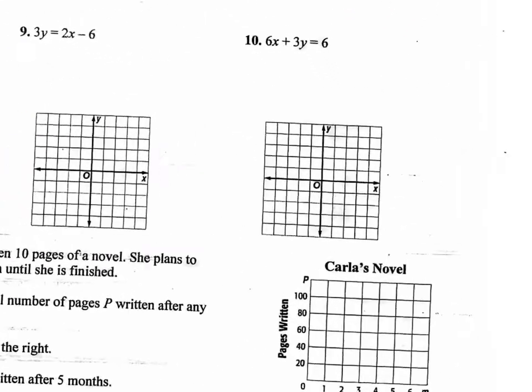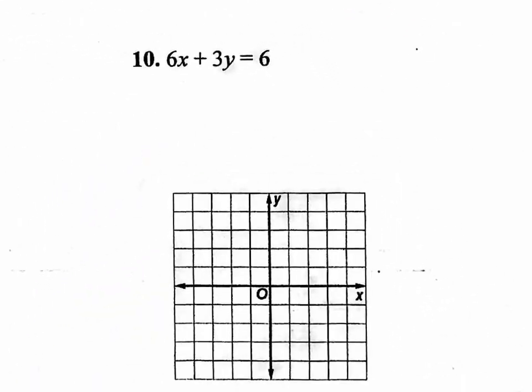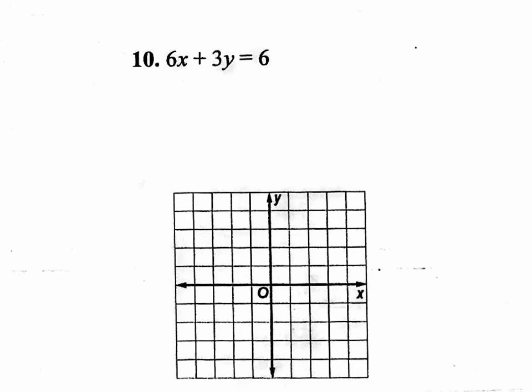How about number 10? What form is number 10 in? Standard. So if you wanted to, you could graph it by finding your x and your y-intercepts, right? Or you could try to get the y by itself, so it'll be in slope-intercept form. It's totally up to you guys. Which way do you want to do it? Get the y by itself? Okay. Technically, all right, let's do it. Let's get the y by itself.